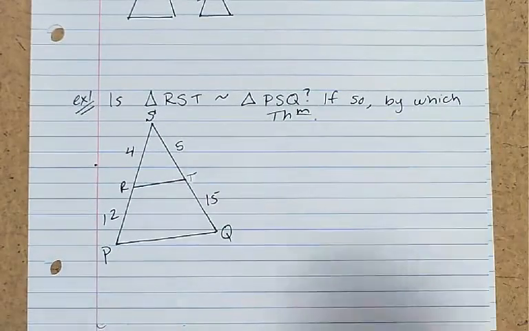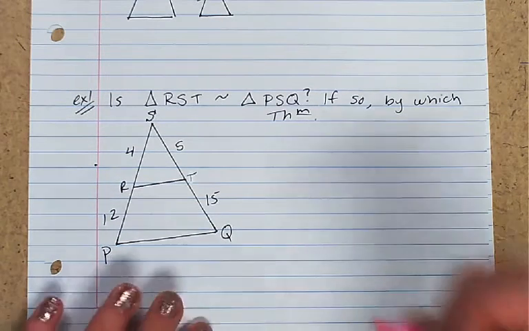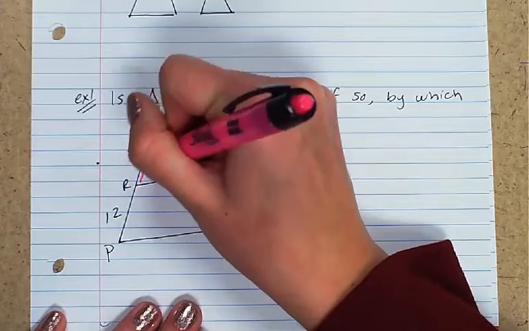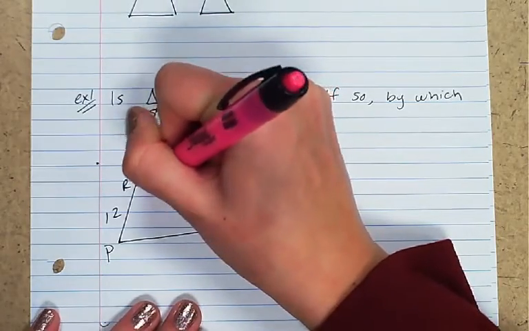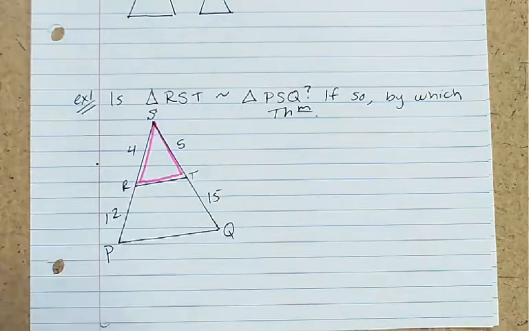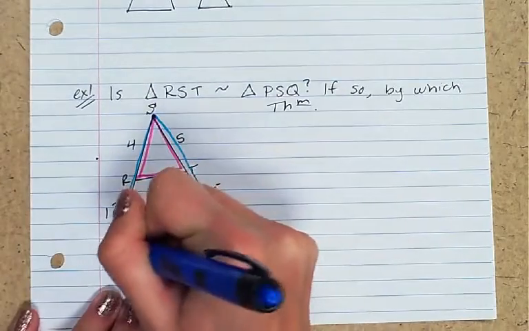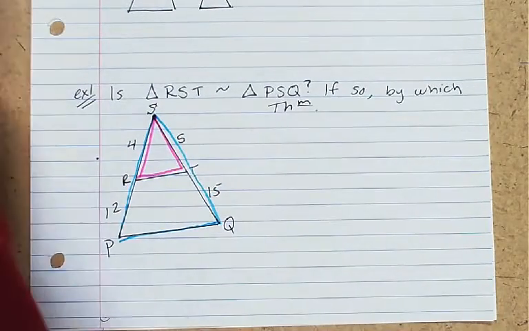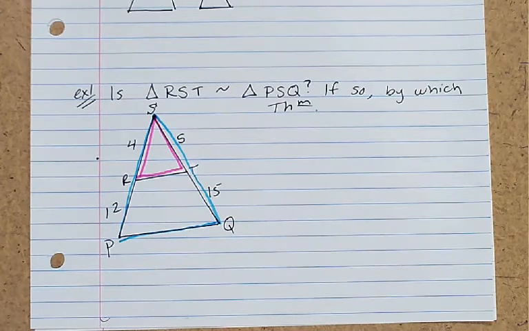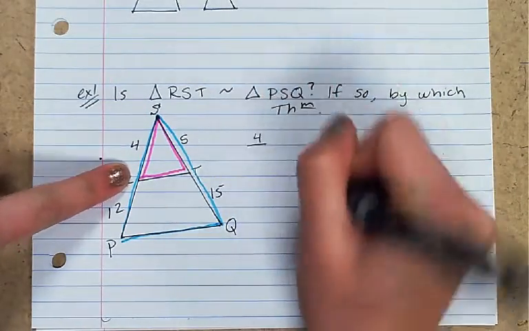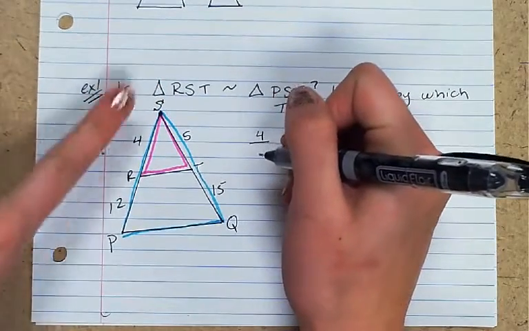Looking at this first example, is triangle RST similar to triangle PSQ? If so, by which theorem? So just so that we have an idea of what we're looking at, triangle RST is this one in the top, and triangle PSQ is this whole thing. So the pink triangle is sitting inside the blue triangle. First, let's look at their side lengths. As a reminder, if the side lengths are not proportional, we're already done. So the side length of SR corresponds with the side length of SP. Don't let them trick you here.